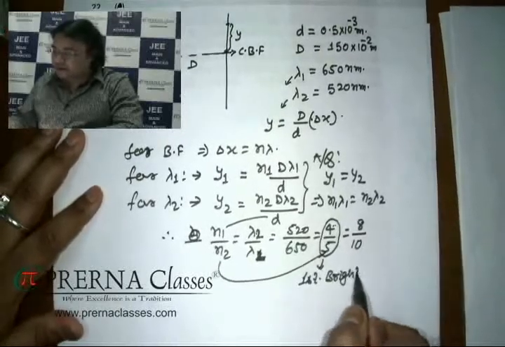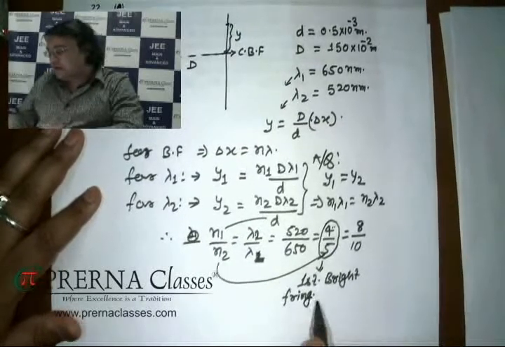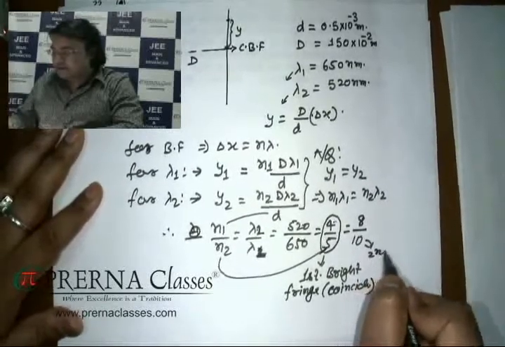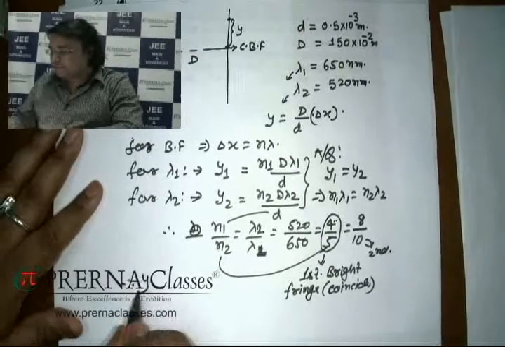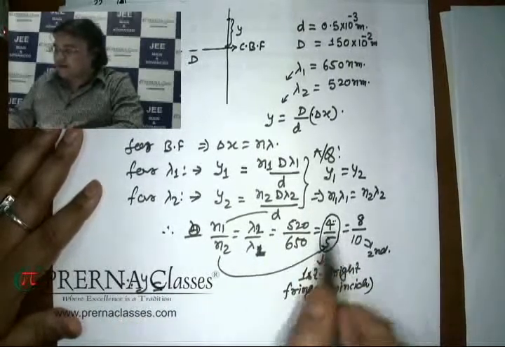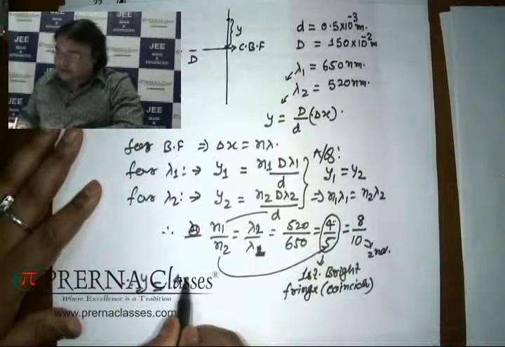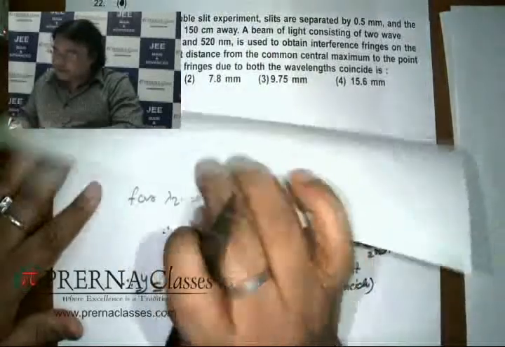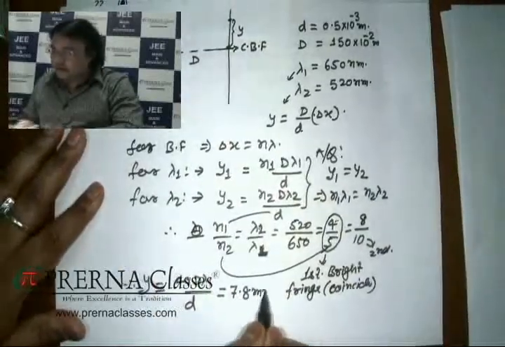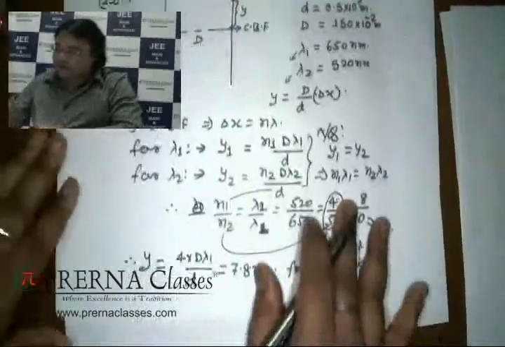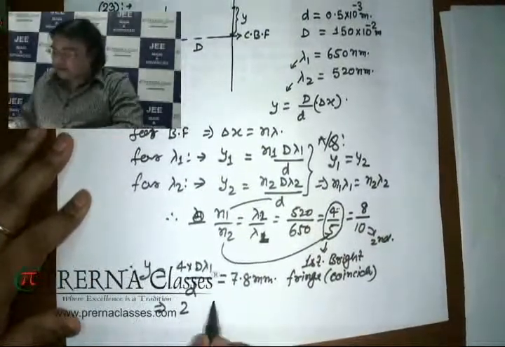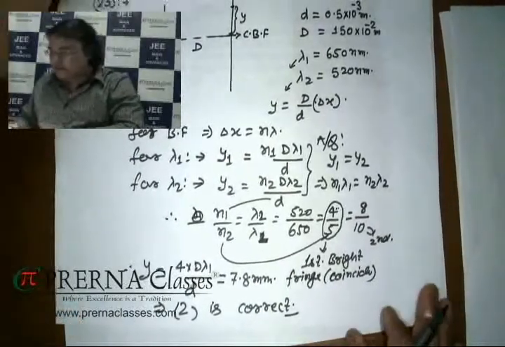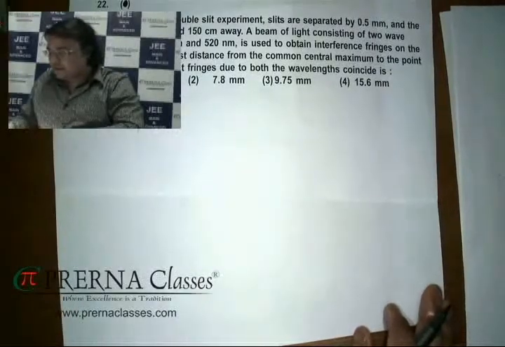It is for the first coinciding bright fringe, and it is for the second. So according to the setup, the value of y, you have to take n1 as 4. So 4 into D lambda 1 by small d, and if we solve, it comes to 7.8 mm. That implies option 2 is correct.